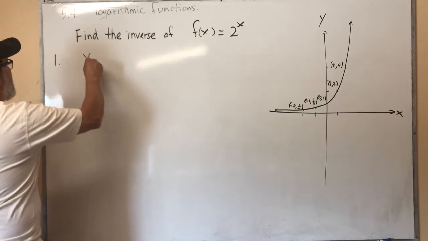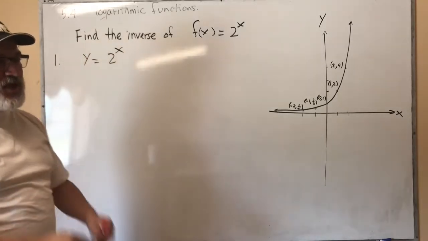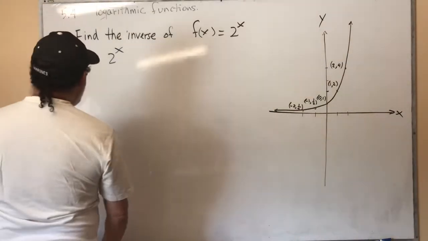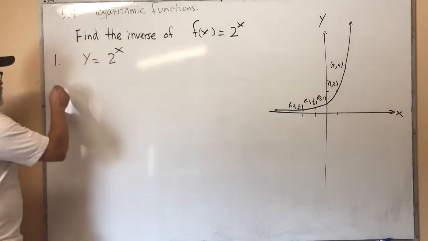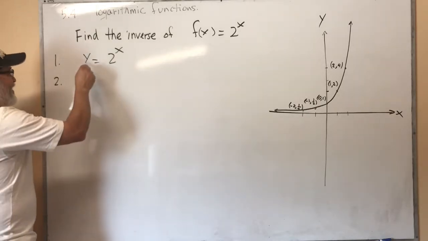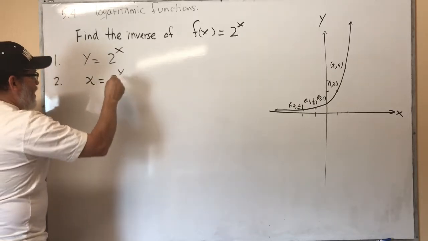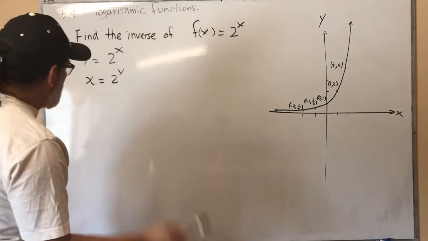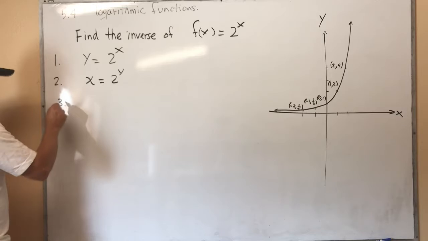Y equals 2 to the x. Let f of x equals y. Step number two, interchange x and y. This y becomes x, this x becomes y. That's step number two. Step number three, solve for y.